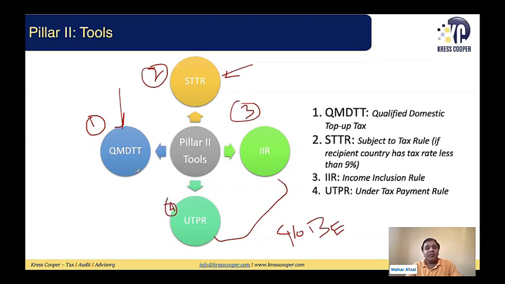In this tool, in the QDMTT, at the global level, an option has been given to the respective jurisdiction, the respective country, that if they are going to implement any local taxes which are in line with the guidance issued by the OECD, then whatever the total tax is, basically they need to pay 15% tax, and from that 15% they can deduct the tax that they have collected locally based upon the guidance issued by the OECD. This is the reason this is called qualified domestic top-up tax.